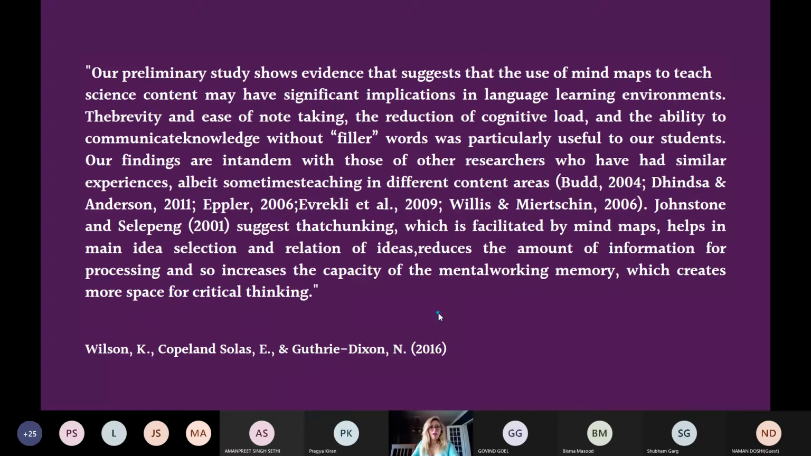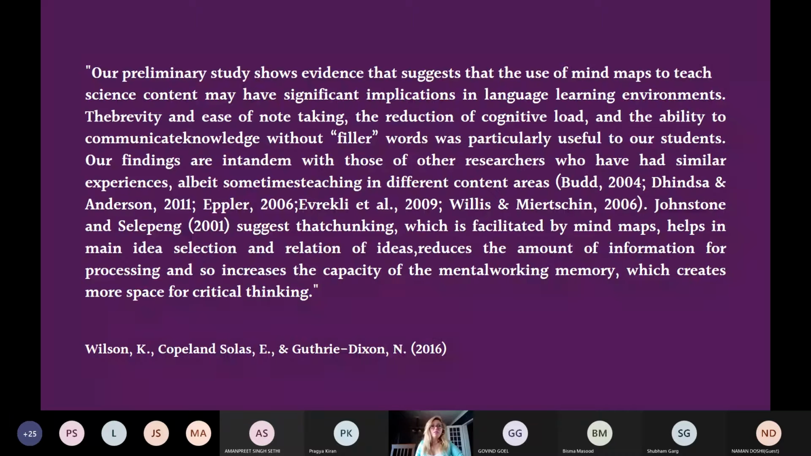And I have added some academic research here. For example, this one is from Wilson, Copeland, Salz, and Gottfriedson. It says, our preliminary study shows evidence that suggests the use of mind maps to teach science content may have significant implications in language learning environments. The variety and ease of note-taking, the reduction of cognitive load, and the ability to communicate knowledge without filler words was particularly useful to our students. And our findings are in tandem with those of other researchers who have had similar experiences, albeit sometimes teaching in different content areas.